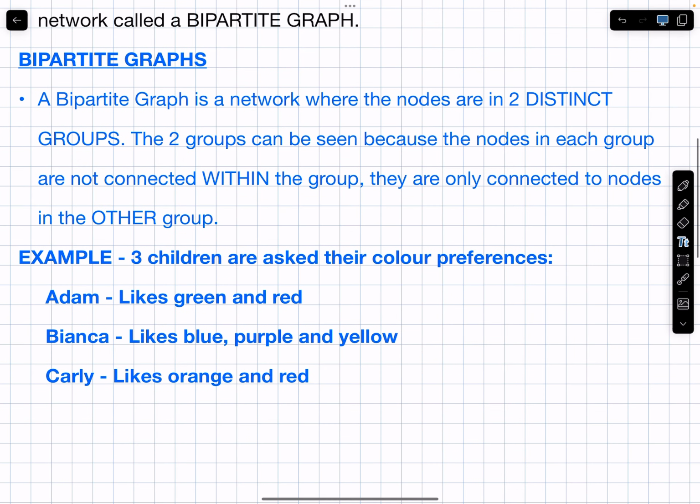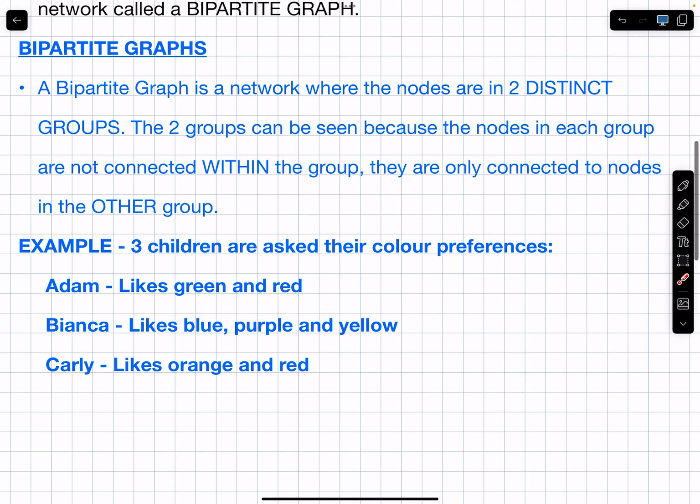What is a bipartite graph? It's a network where the nodes are in two distinct groups. You can see the two groups because the nodes in each group aren't connected to each other within the group. They're only connected to nodes across in the other group. So right now, can you just get this down so I can demonstrate what all that text means with this example of 3 children liking colors.